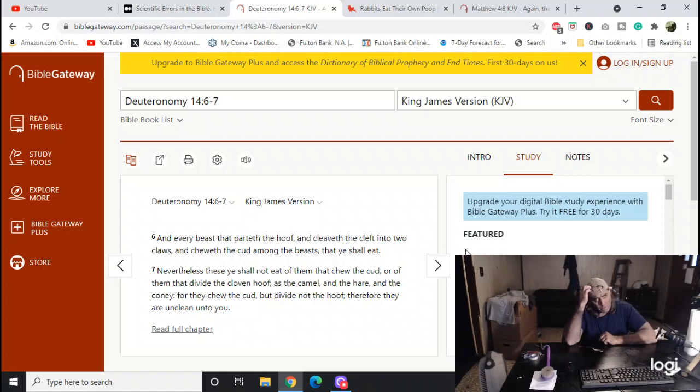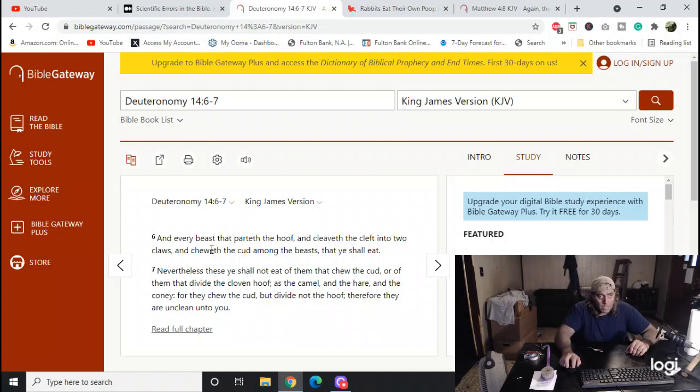I'm going to briefly discuss two different biblical passages where there are inconsistencies, that don't make sense. Okay. Now the first one comes from Deuteronomy 14 verses 6 and 7, and this is King James Version.